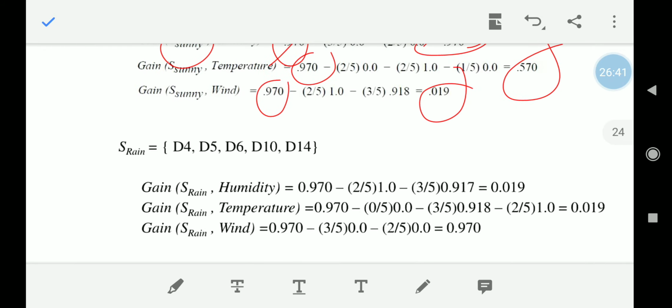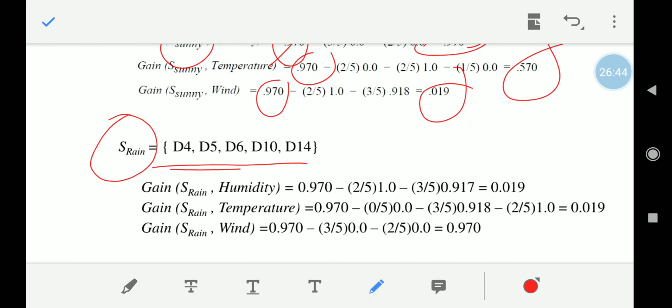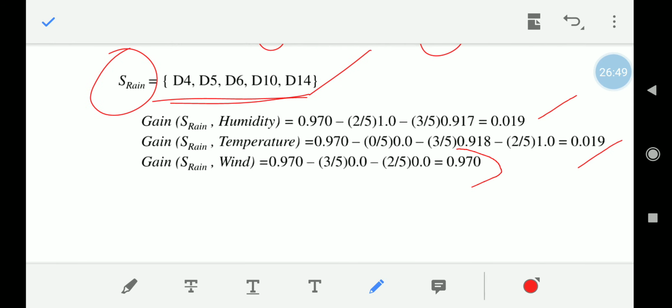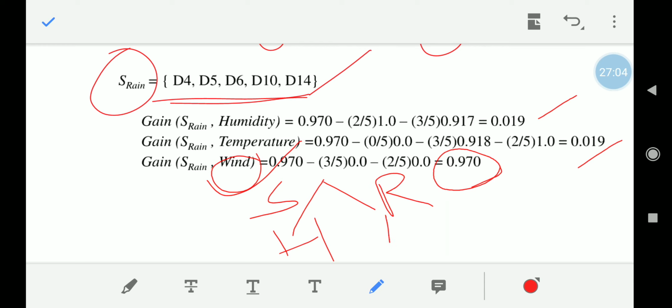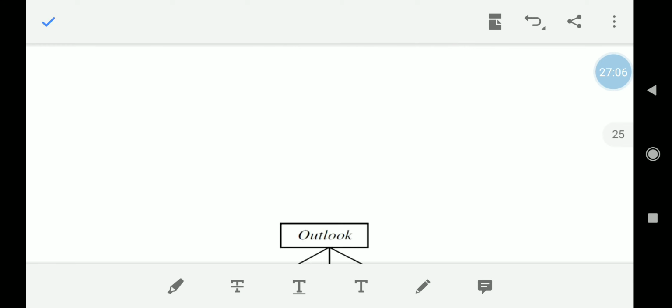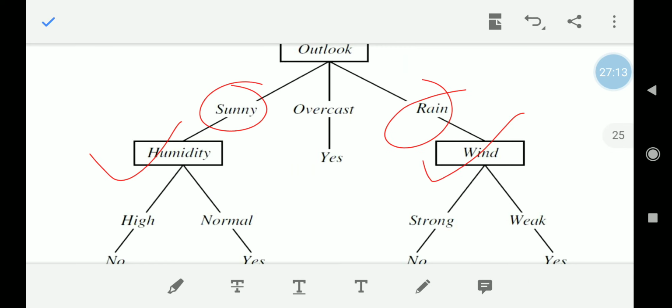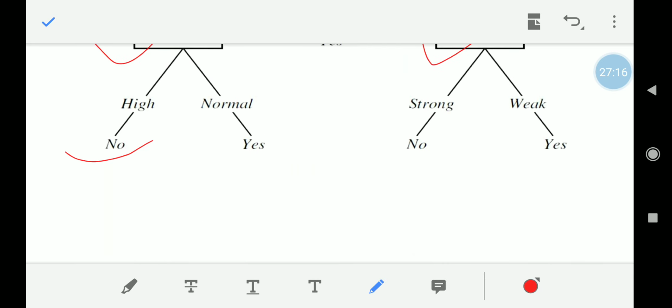Now you come to rain. You have these many examples. Then these are the gains. You can see here, 0.970 when it is wind. So next, in the sunny branch, you will consider the humidity. In the rainy branch, you will consider the wind. So these are the values you will get.